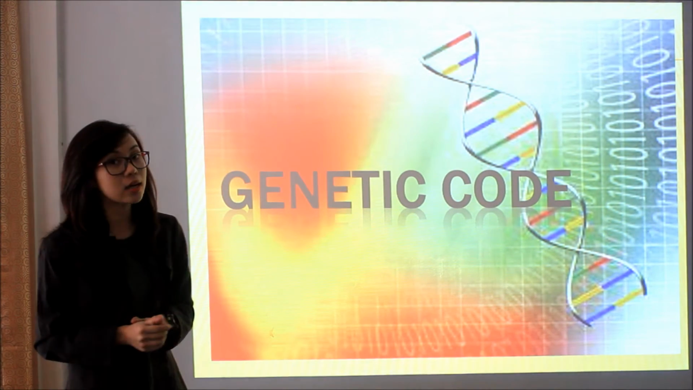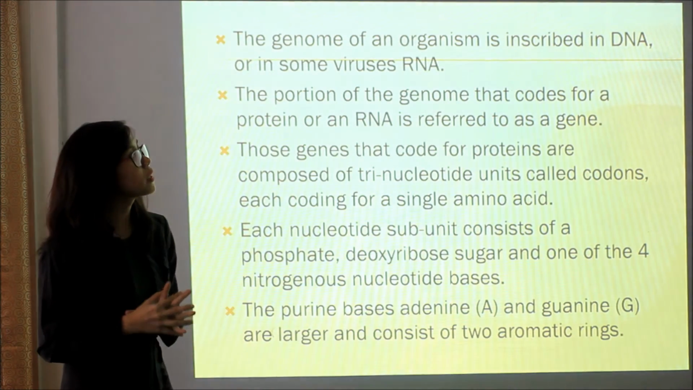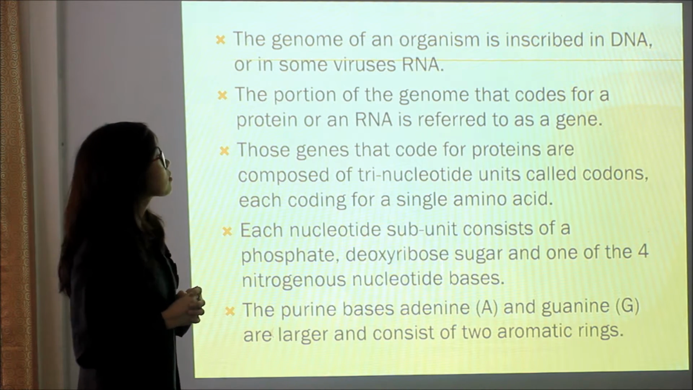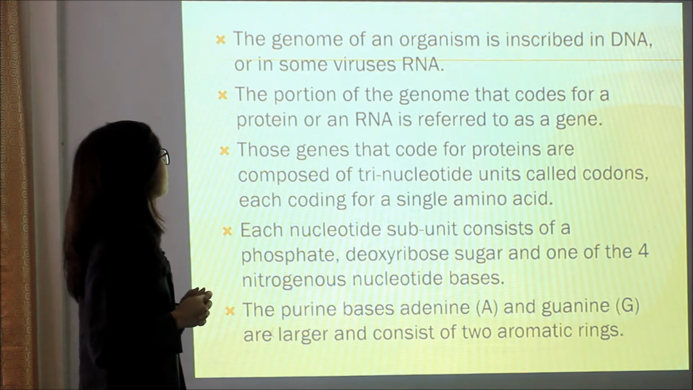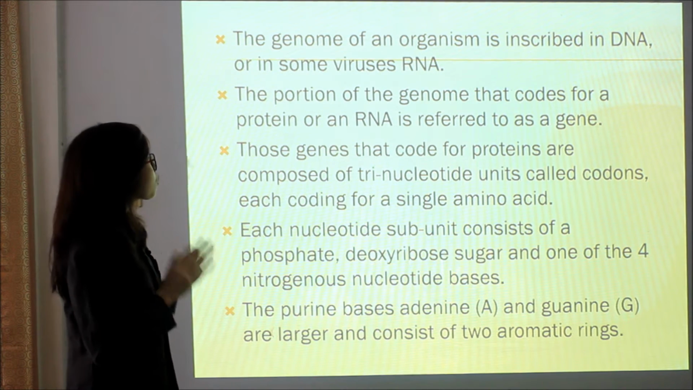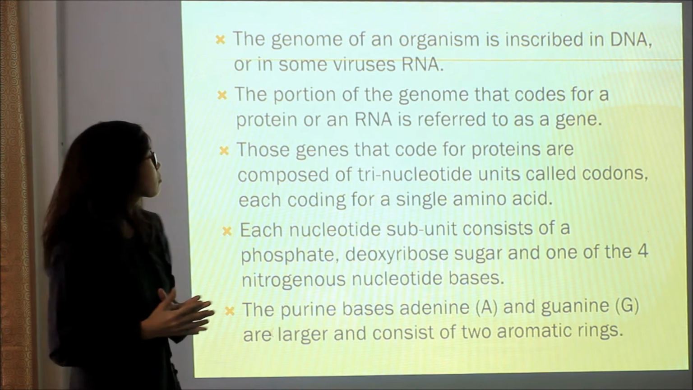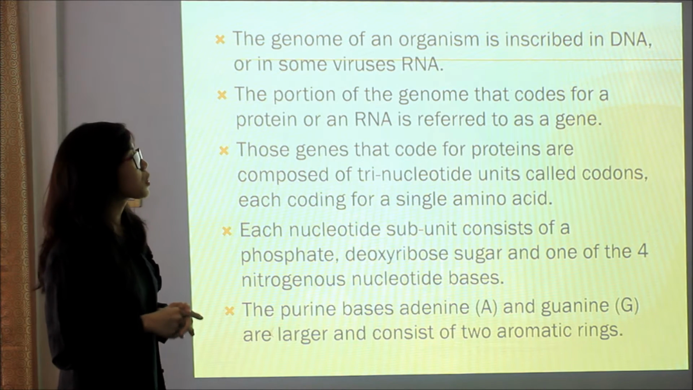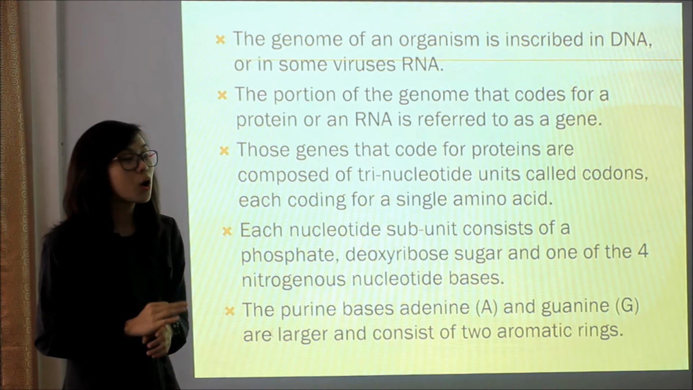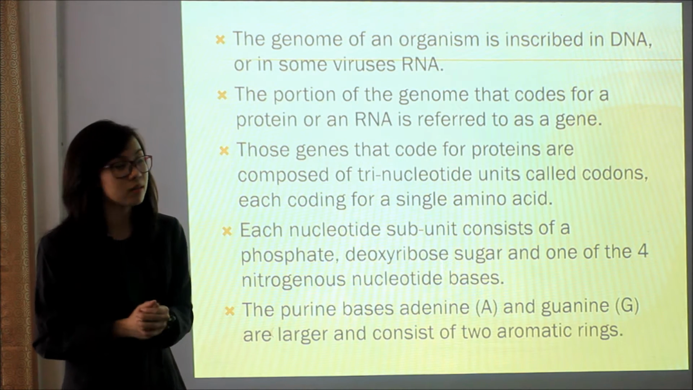So, the genetic code. The genome of an organism is inscribed in DNA, or in some viruses, RNA. The portion of the genome that codes for a protein or an RNA is referred to as a gene. Those genes that code for proteins are composed of trinucleotide units called codons, each coding for a single amino acid.